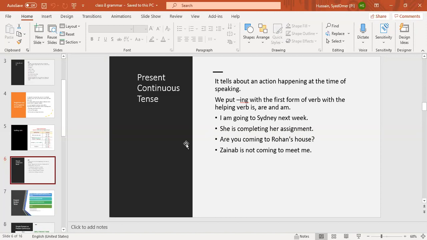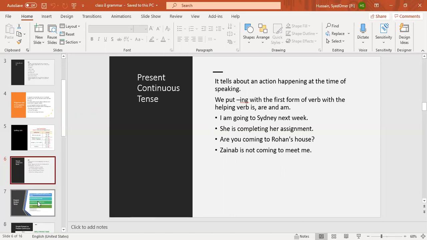And in negative and interrogative, we do not have to put any extra helping verb. Some students put do or does in present continuous. No, present continuous already has the helping verb is, are, am. So we do not need to put any other helping verbs. We will only put not with them. In the examples, you can see: I'm going to Sydney. She's completing her assignment. Are you coming to Rohan's house? Zainab is not coming to me.